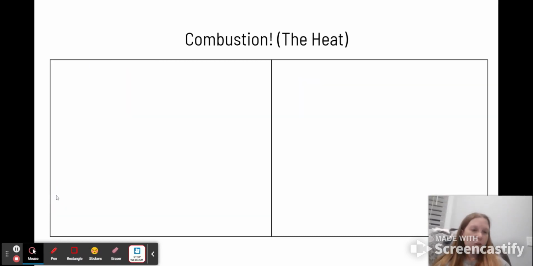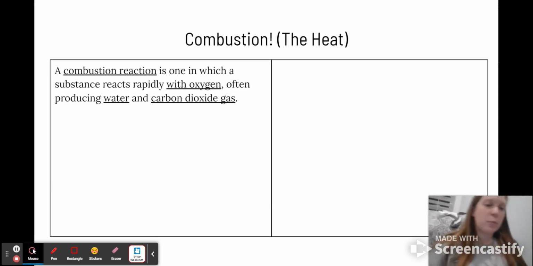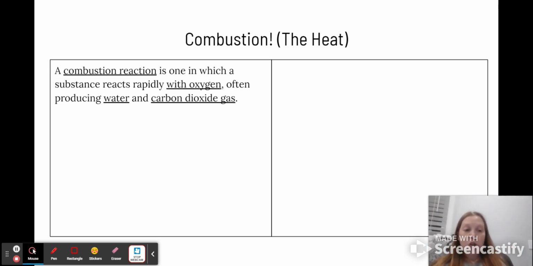And then combustion is our last one. So I'll call this one the heat because it deals with fire. So this is where you have some sort of reactant, usually a hydrocarbon, which means based on the name, it's got hydrogens and carbons, reacting with oxygen. Oxygen has to be a reactant. Fire will not burn without oxygen. And then they will most likely produce water and carbon dioxide. So if you see oxygen as a reactant, water and carbon dioxide as your products, you are dealing with a combustion reaction.